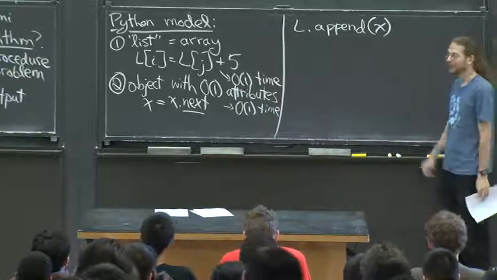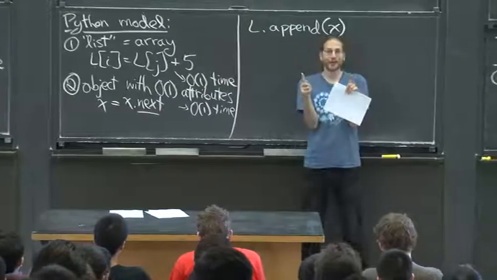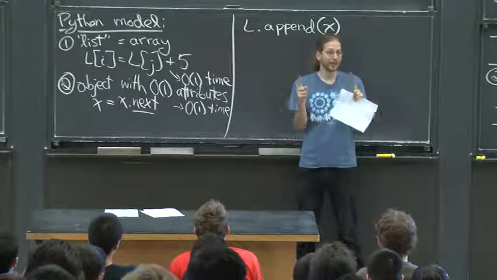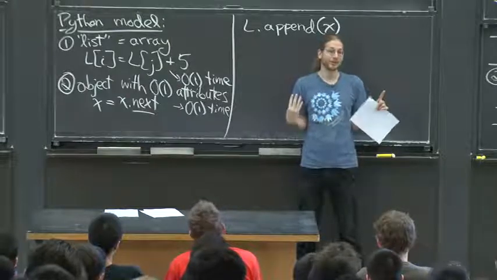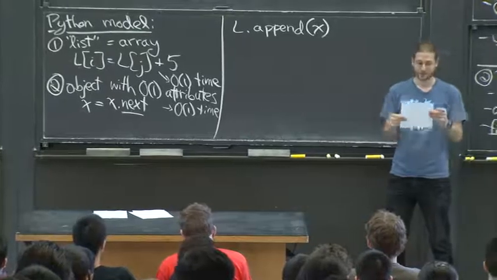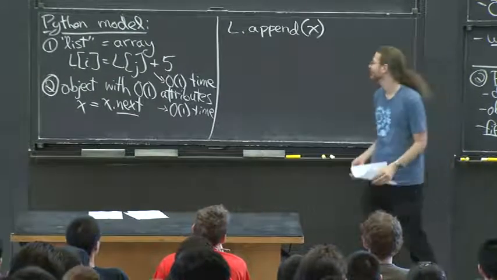L.append is a little tricky to think about, because basically you have an array of some size, and now you want to make an array one larger. And the obvious way to do that is to allocate a new array, copy all the elements. That would take linear time. Python doesn't do that. What does it do? Stay tuned for lecture 8.